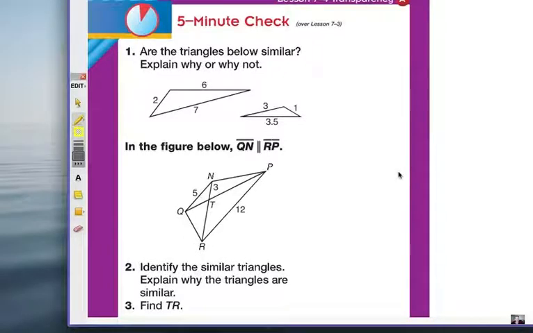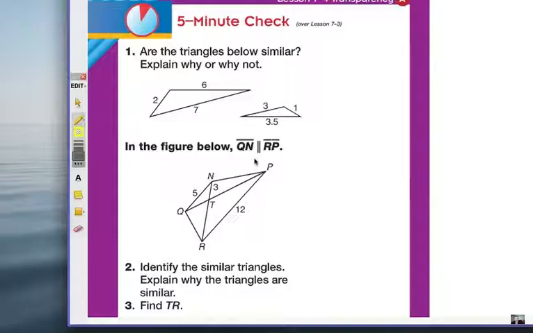Number one, are these triangles below similar to each other? Explain why or why not. Now I'll give you a little clue. You may not need it, but these triangles need to be kind of rotated around and drawn next to each other, pointed the same way. And that way you can really tell a lot better where the corresponding angles and sides are. And then you want to look for a scale factor, and that will tell you if they are similar or not.